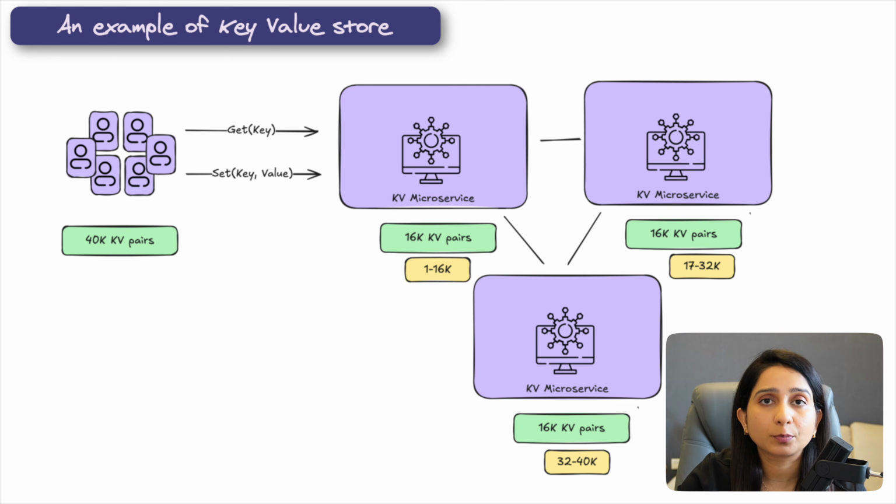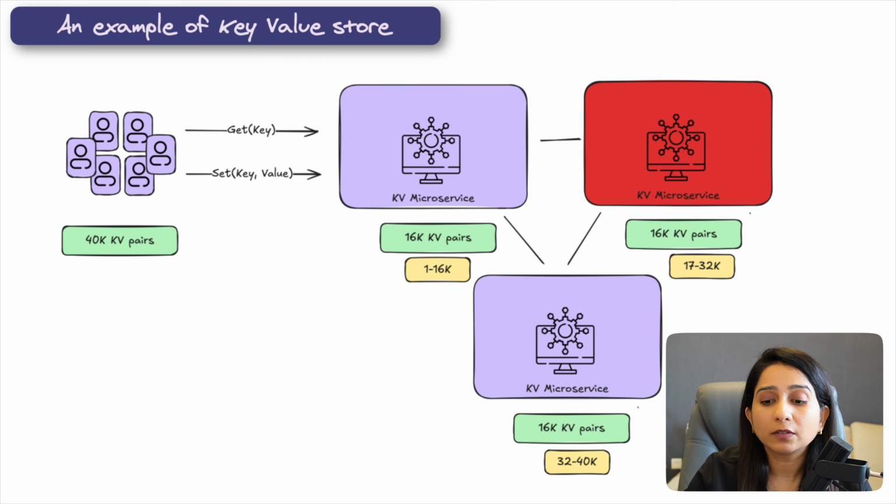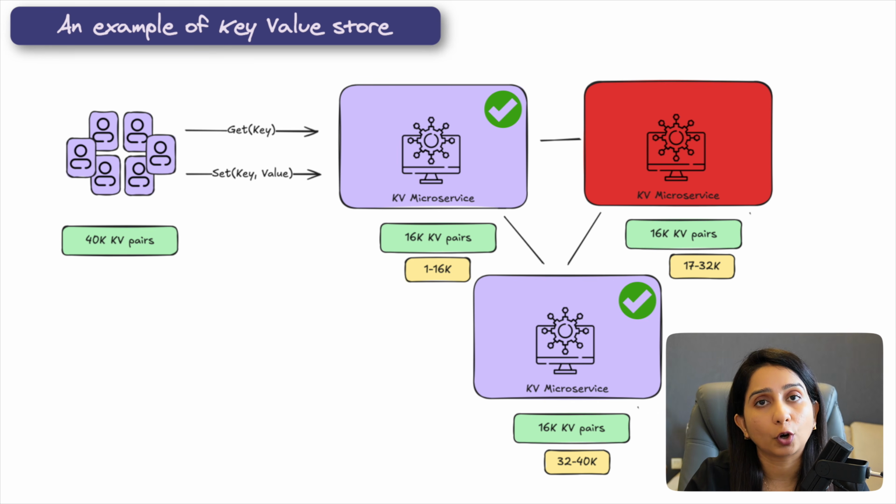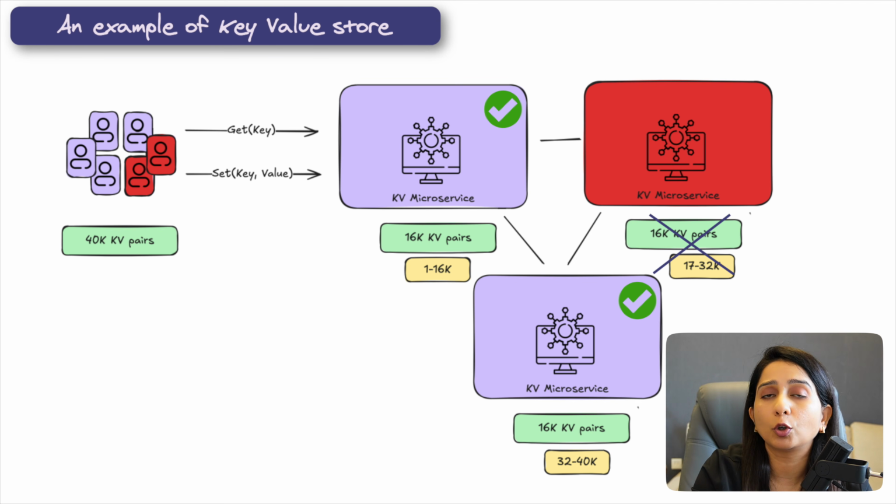But there's a problem in this case. Let's say your machine number 2 goes down. Now the key value pairs from 1 to 16K and the key value pairs from 32,000 to 40K are still being served. But the 16,000 key value pairs which were stored on machine number 2 are no longer accessible. So some of your users get impacted. Your system is still okay because it is only partially failing, but it is still failing, right? And you don't want that to happen. You don't want to impact these users.